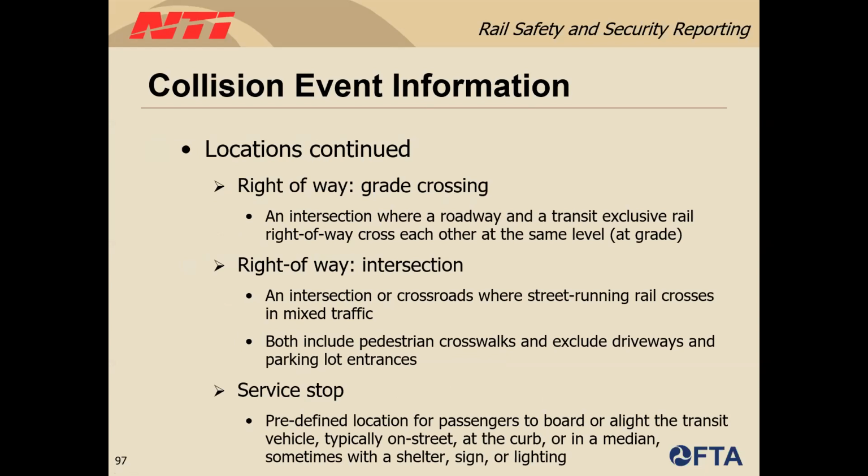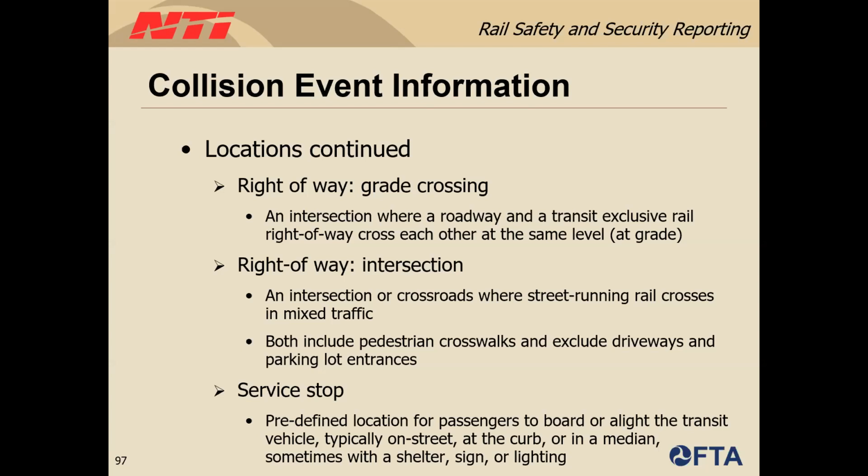The right-of-way grade crossing option has been clarified, as mentioned earlier, to mean an intersection where a roadway and a transit exclusive right-of-way cross each other at the same level, or at grade. This will be most common in light rail or your hybrid rail modes. The first new option that we have is right-of-way intersection. This should now be used to capture collisions at an intersection or crossroads where street-running rail crosses in mixed traffic. This selection will be primarily for streetcar and cable car systems, though it could include some light rail systems.